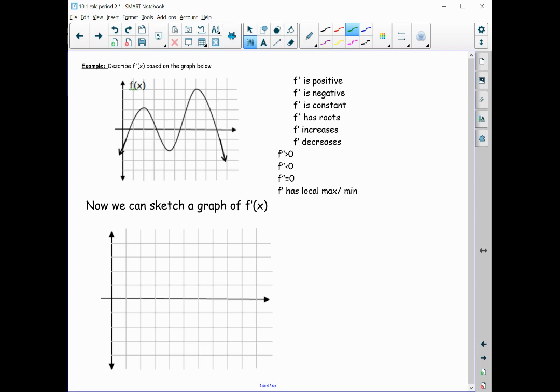So pause me, and here's what I want you to do. If this is a graph of f of x, I want you to tell me everything you can about f prime of x and everything you can about f double prime of x. So you're going to answer these questions based on this graph of f of x. So pause me, try it, and then unpause me and you'll hear the answer.